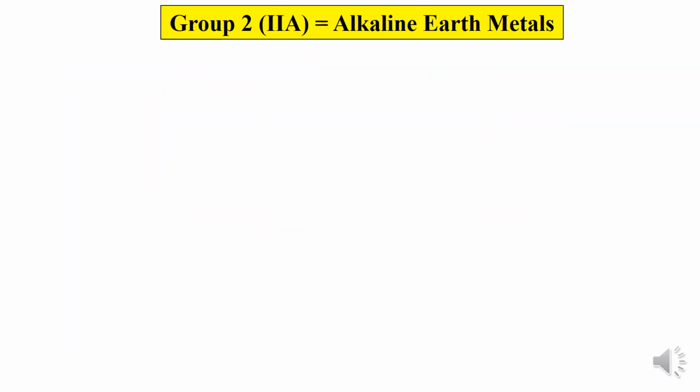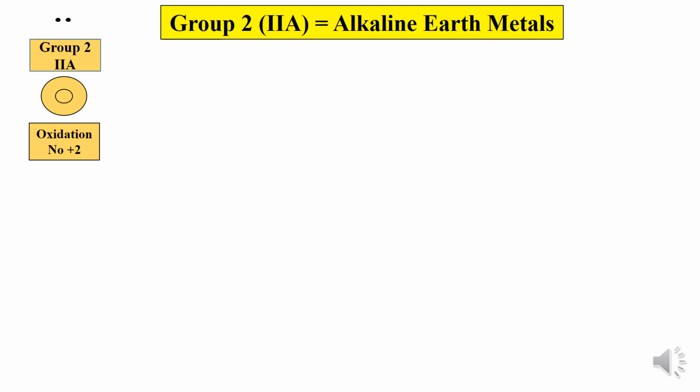Now let's take a closer look at group 2 elements, also known as group 2A. Group 2 elements are referred to as alkaline earth metals. Now group 2 elements have two valence electrons and they lose these two valence electrons in a reaction to form an electropositive ion with a +2 charge, giving them an oxidation state of +2.